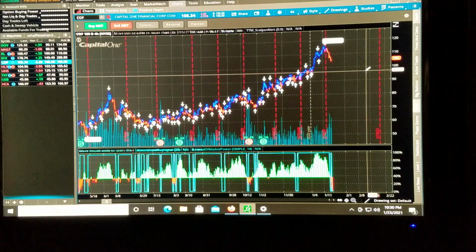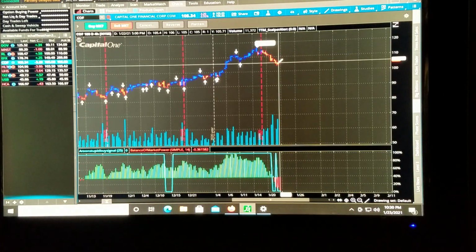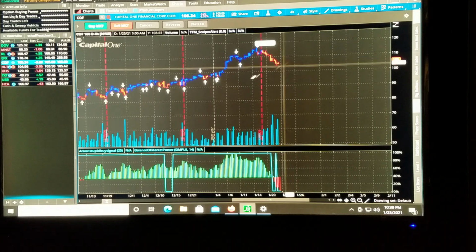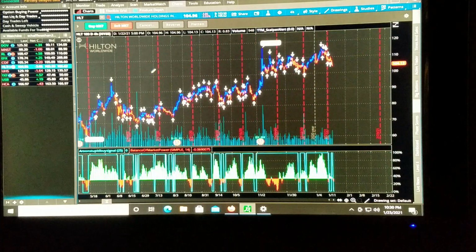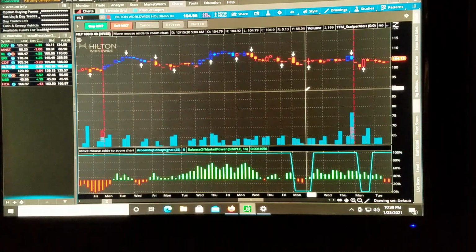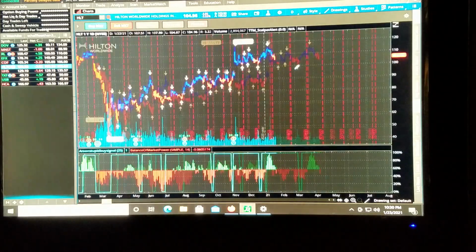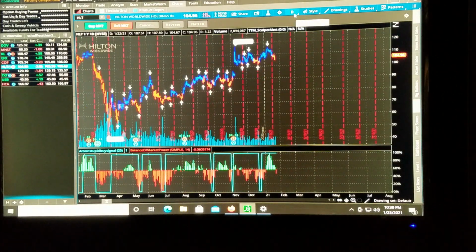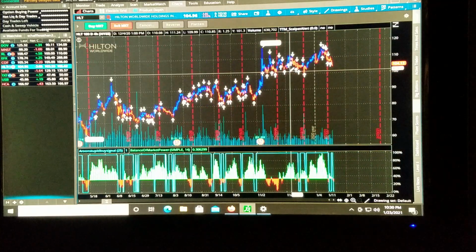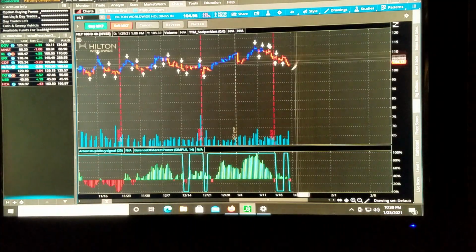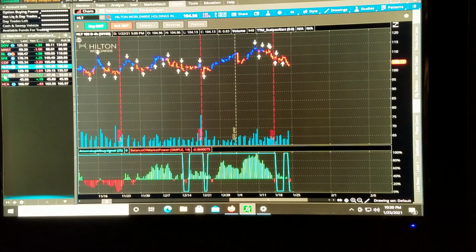Capital One, they are in their pullback. So let's let them finish their pullback, and then we'll look into Capital One once it fires a buy signal. Hilton Worldwide. Oh, what did I do? Zoom out, daily. Still pulling back, not quite yet a buy signal. On the 4 hour, we're starting to get buy signals though, but overall a pullback, so no, not yet.